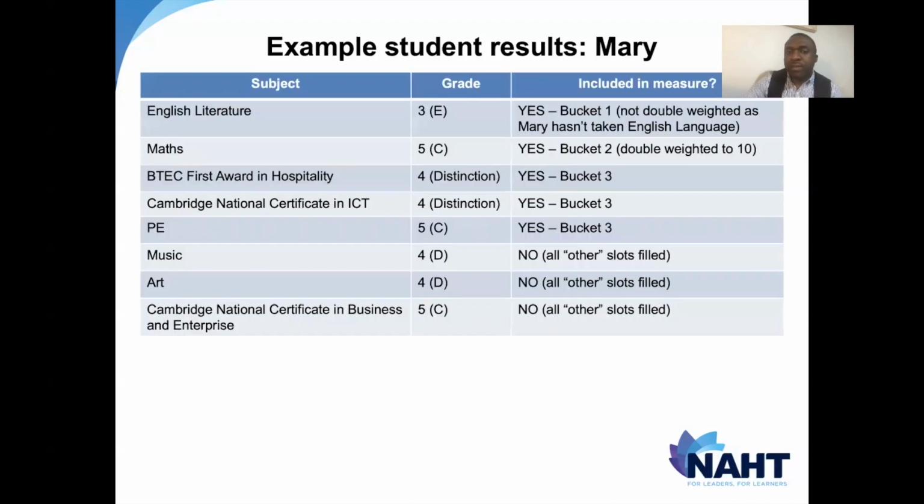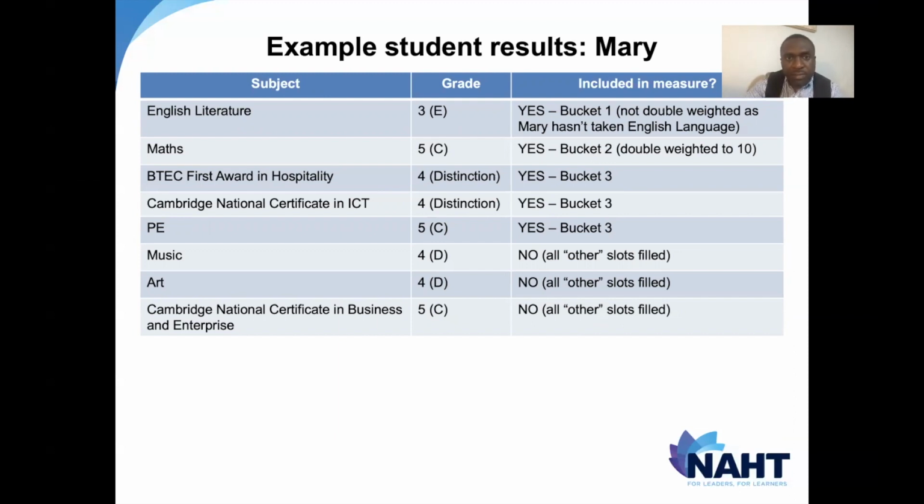Okay. Now we could look at Mary. Mary, on the other hand, not as great as Jillian, but she's got English literature and maths. They go into the first bucket. The English literature is not double weighted, as Mary has not taken English language. Had she taken English language, it would be double weighted. So going down, maths, double weighted. That should still be bucket 1.